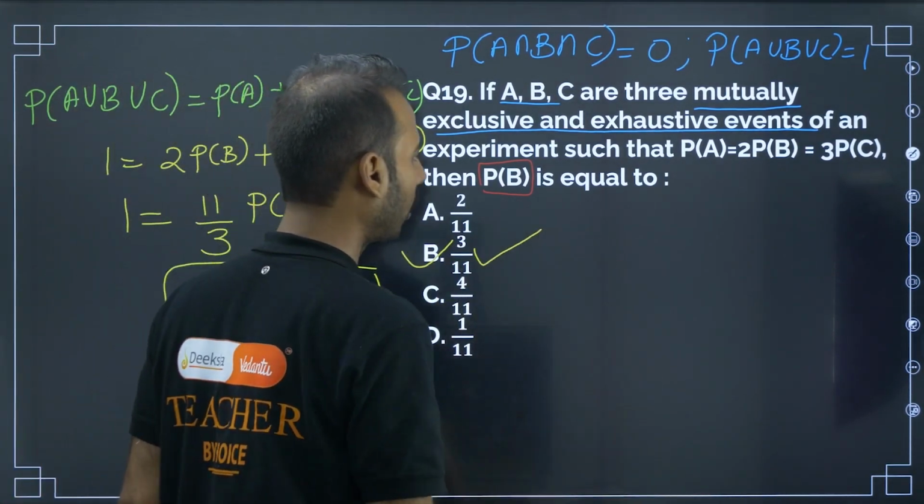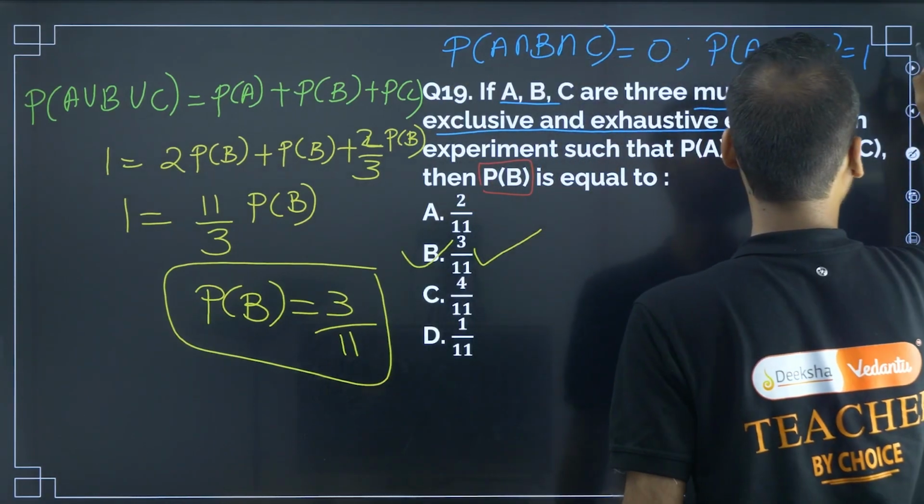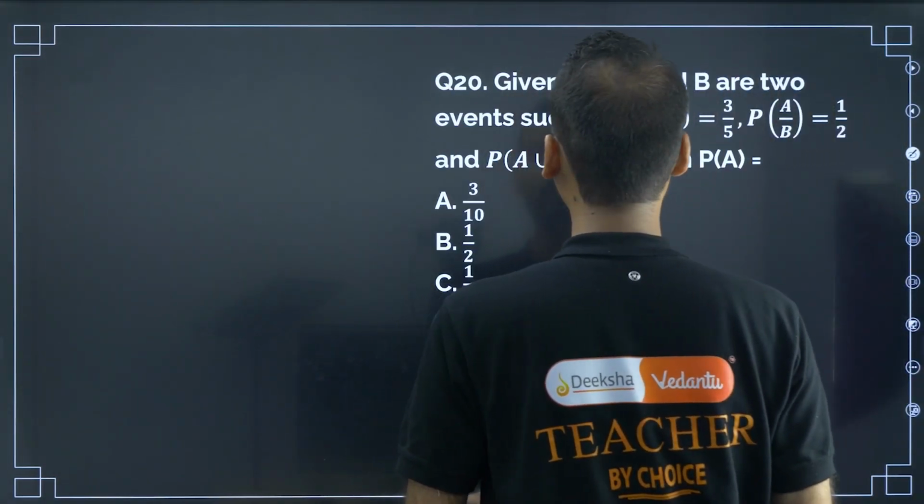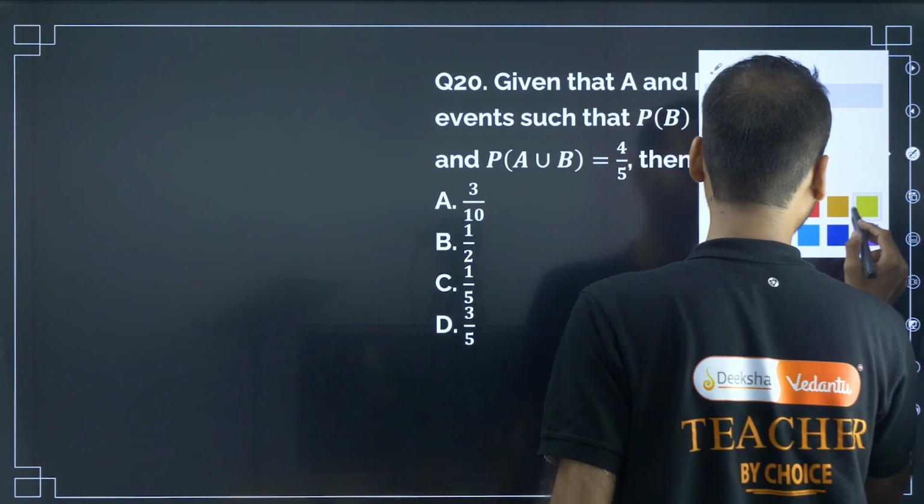So is there any such option? Yes, B is the answer for this. Moving on to next. Given that A and B are two events, what have they given?